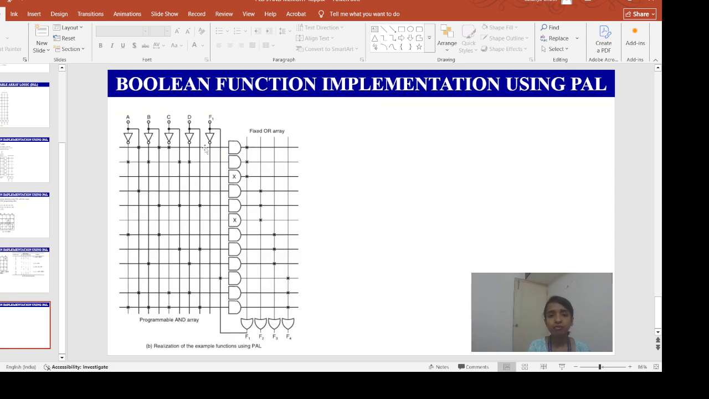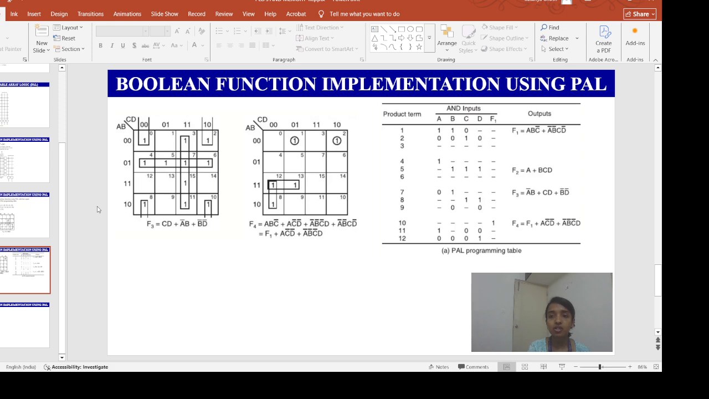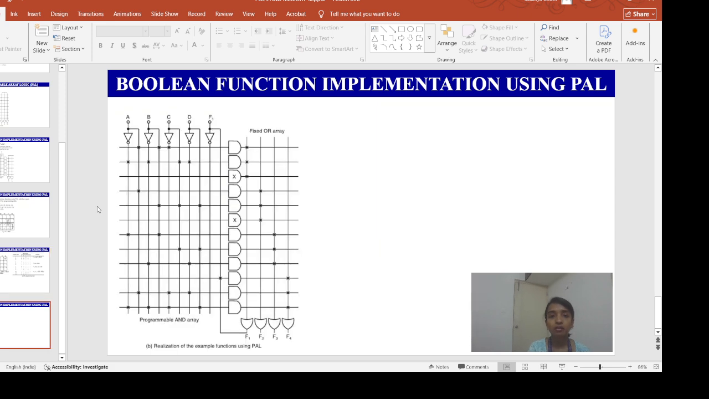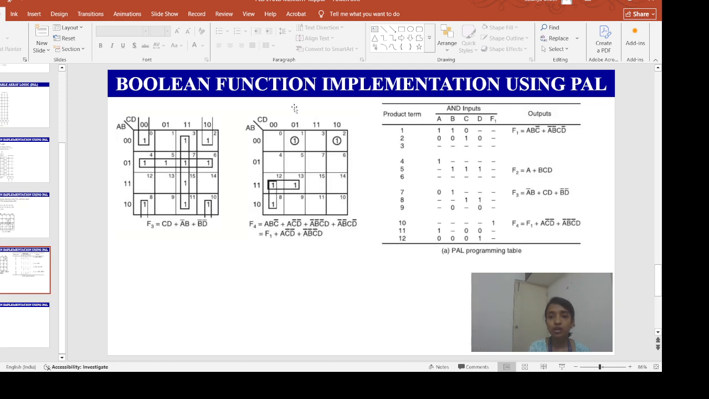That means F1 equals ABC bar plus A bar B bar C D bar. So F1 means A, B, C bar, plus A bar, B bar, C, D bar. So A bar, B bar, this is C and this is D bar. And for the third one it is unused. That is what we have got, right? For the third product term, nothing is there, so that is unused.